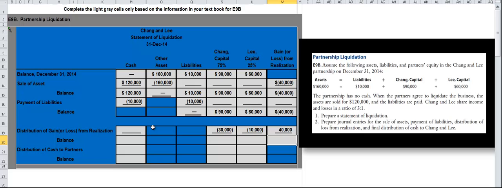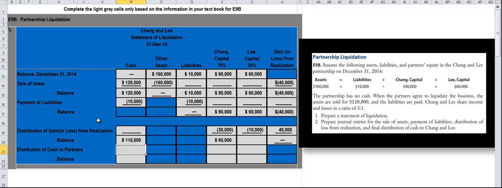So now we can calculate our balance after realizing the loss. We still have $110,000 in cash. Chang now has a capital balance of $60,000, and Lee now has a balance of $50,000. And there's no gain or loss recorded in that transaction. So now we get to distribute our cash to the partnership.